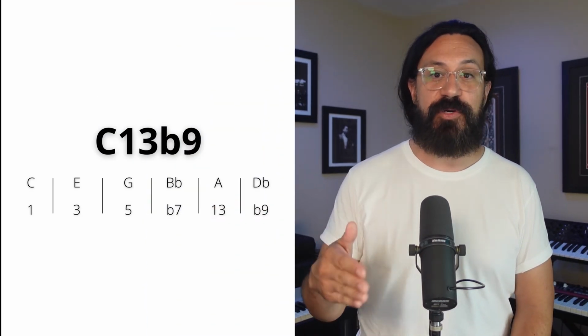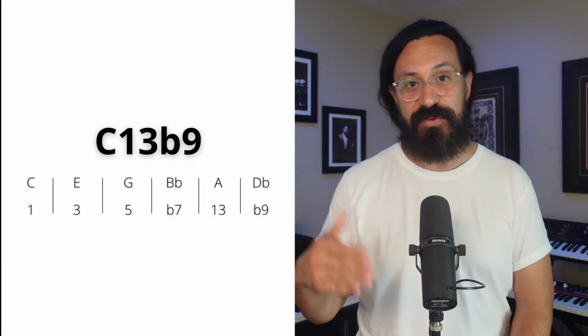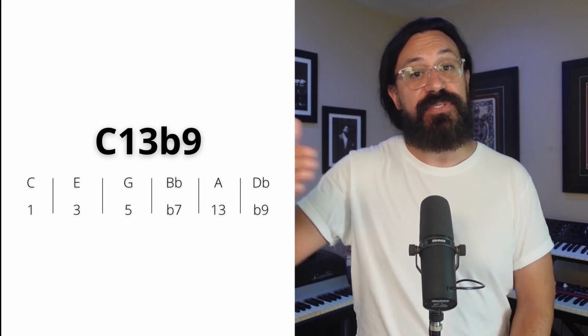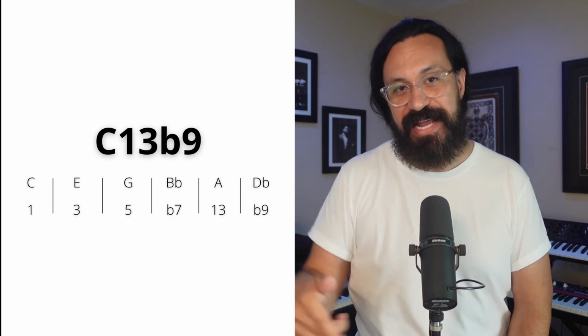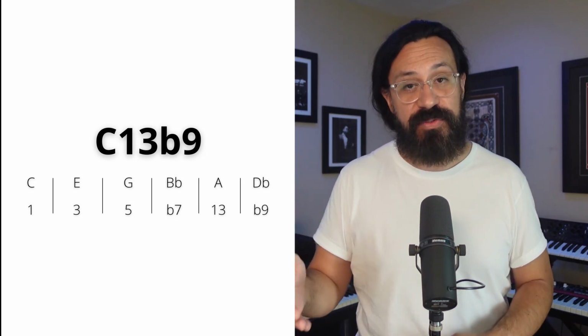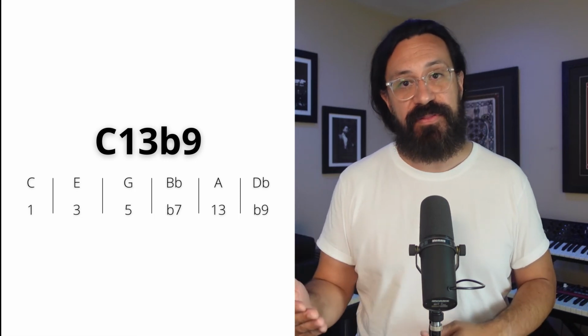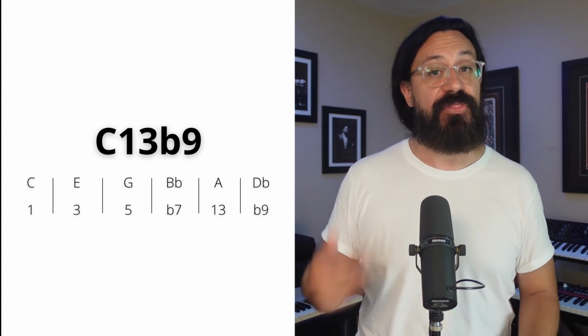Here's one more example. Check this chord out. We would interpret this one as a dominant 7th chord that extends to the 13th and also has a flat 9. So we'll need a root, major 3rd, perfect 5th, minor 7th, a 13th, and a flat 9. Here are some of the ways I might arrange this chord.